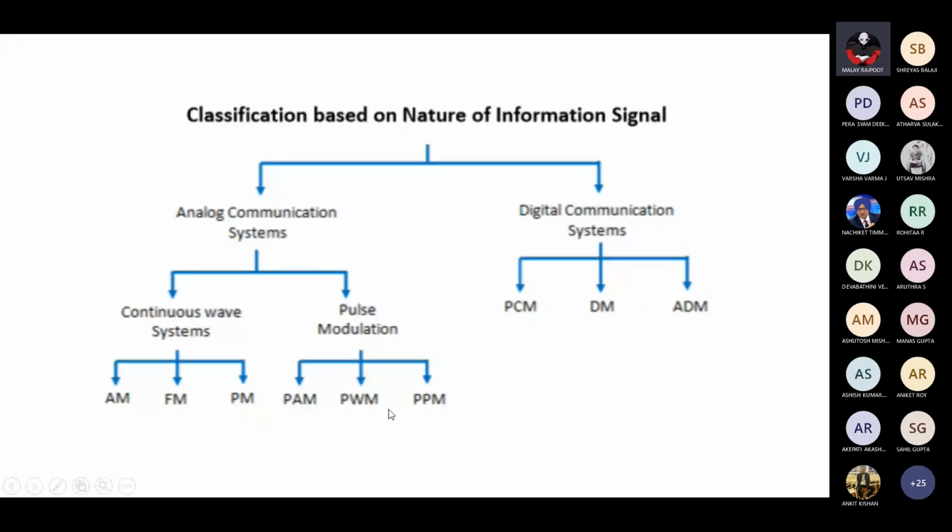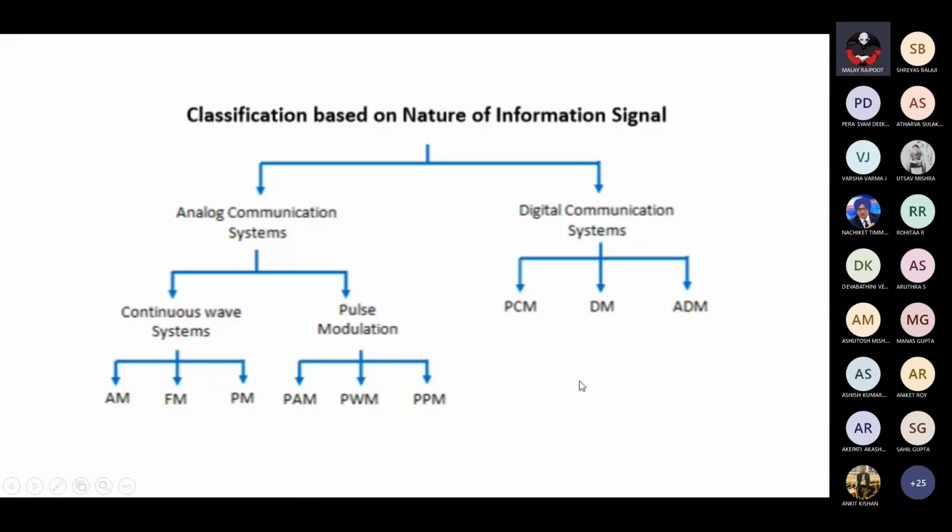Again here, in pulse modulation, the carrier signal is a pulse, and the baseband signal is going to be a sine wave, and the carrier signal is going to be altered in terms of amplitude, width, and position. So here we classify as pulse amplitude modulation, pulse width modulation, and pulse position modulation. So we'll study all these types of modulation in detail in the later chapters.